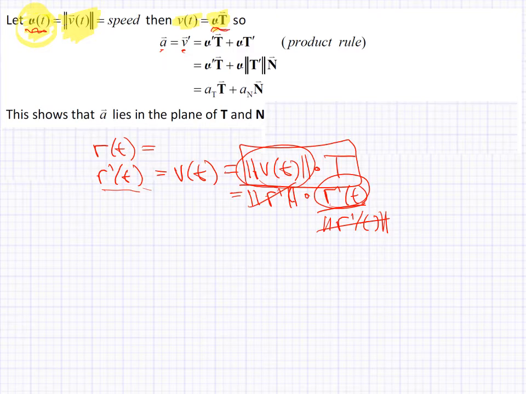But this is a product right here, so we have to use the product rule, in which case we're going to say we have v prime times T plus v times T prime. So the derivative of the speed, which is what this is right here, times the unit tangent vector, plus the speed times the derivative of the unit tangent vector. And that's again just the product rule.